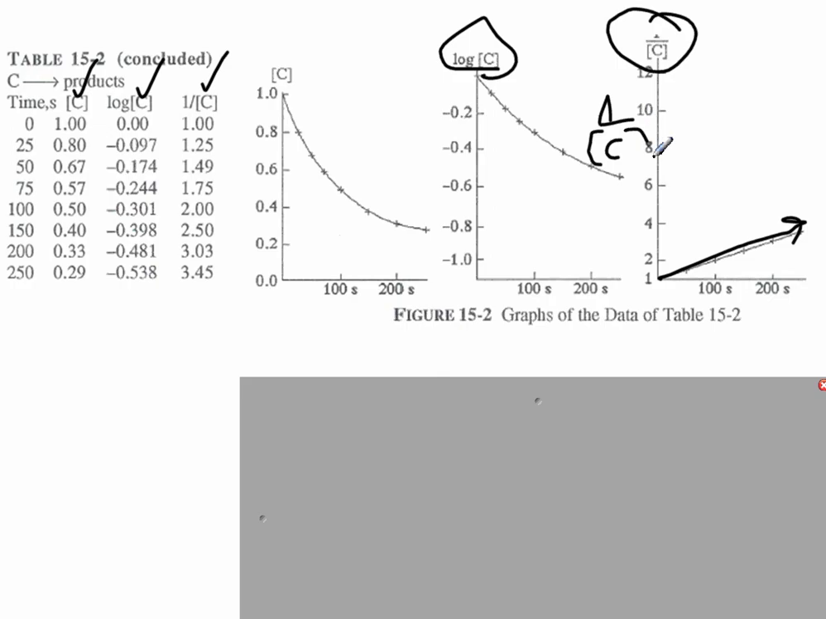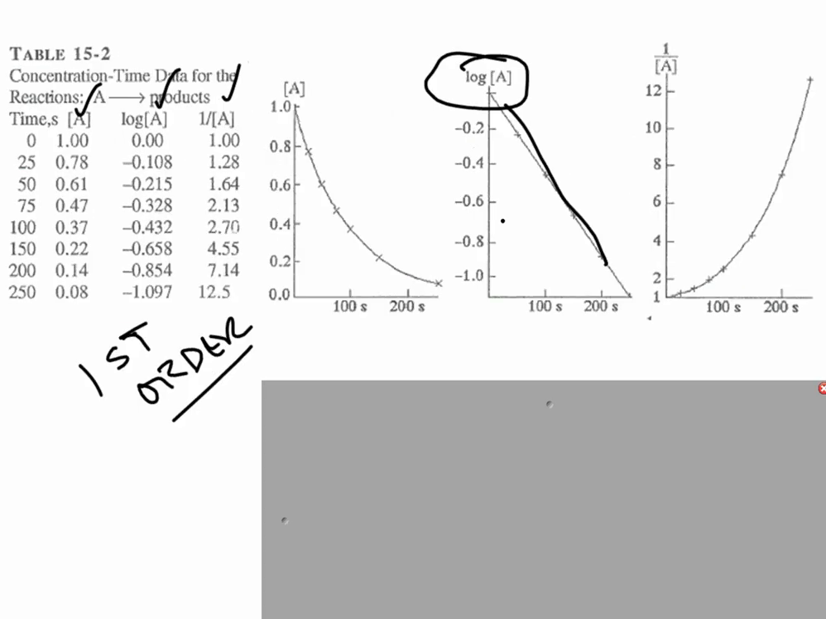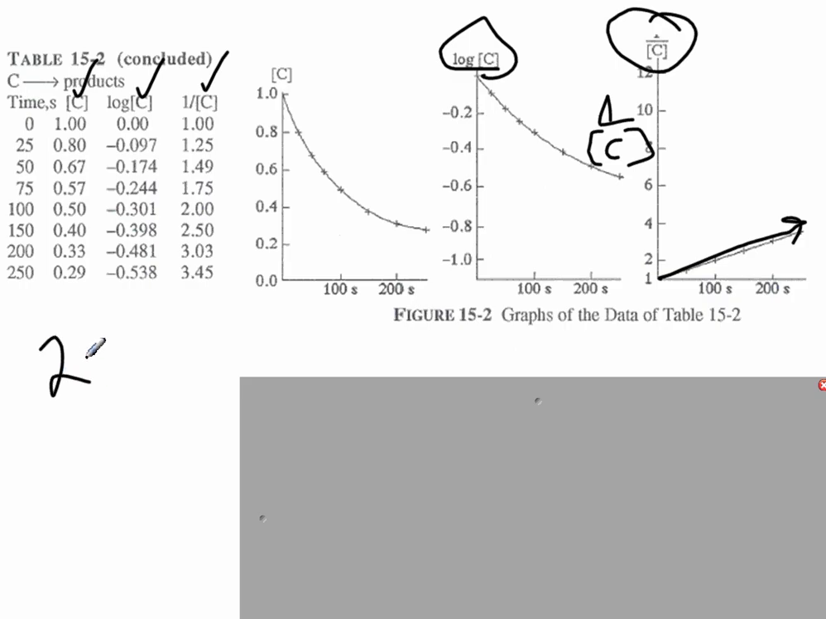When I go back to the chart we initially started with, whenever you have the inverse on the Y, and you get a straight line plot, you know then that it is a second order reaction. So if I look right here, I can identify this as a second order reaction. And that's all you have to be able to do.